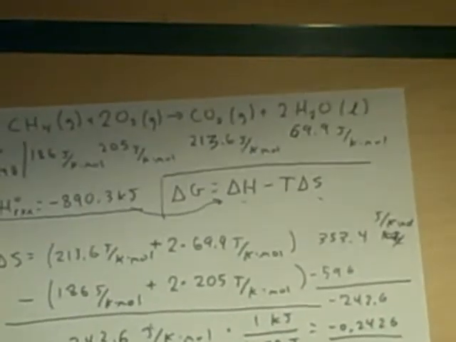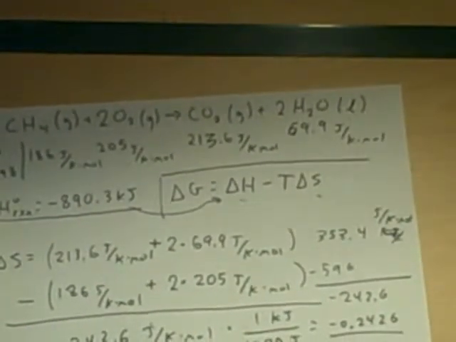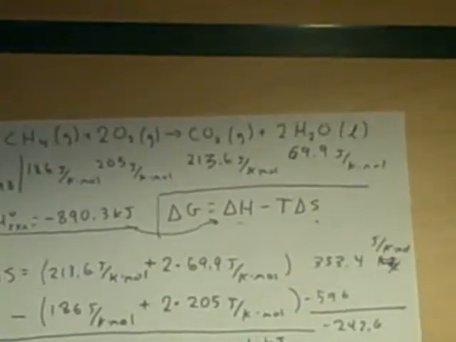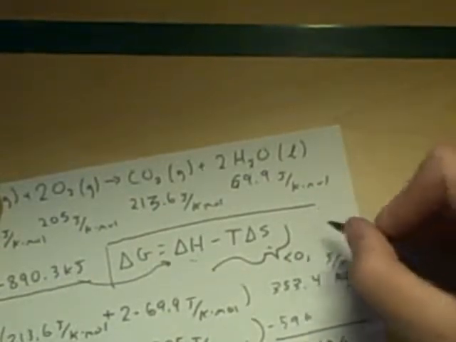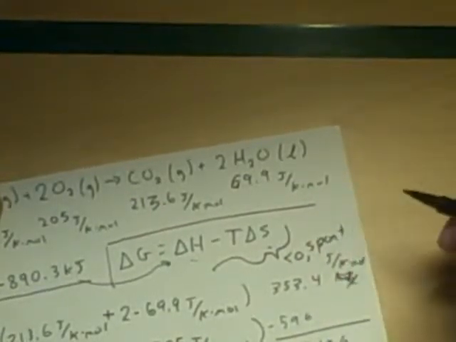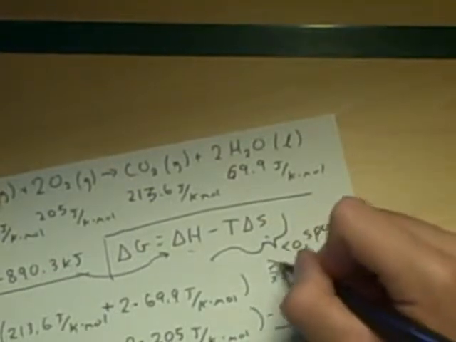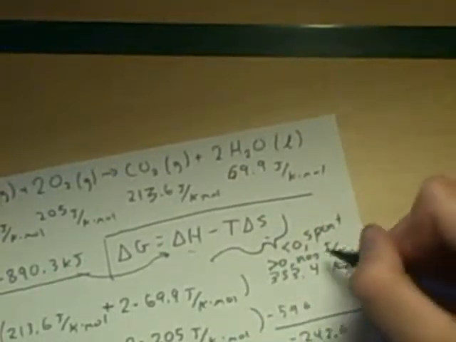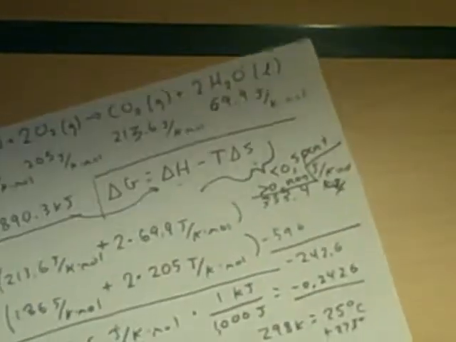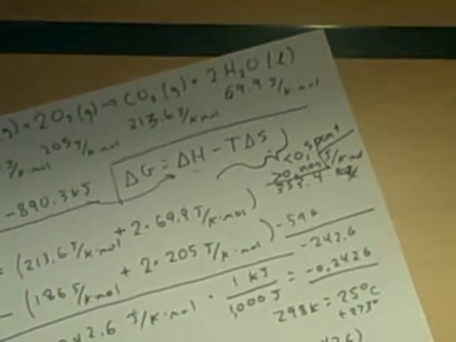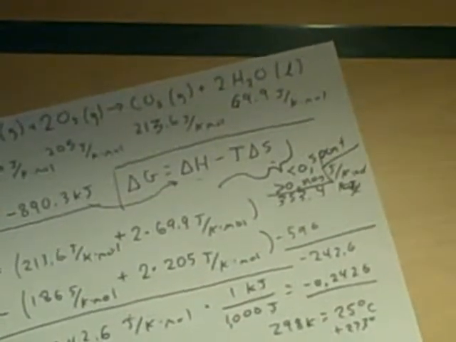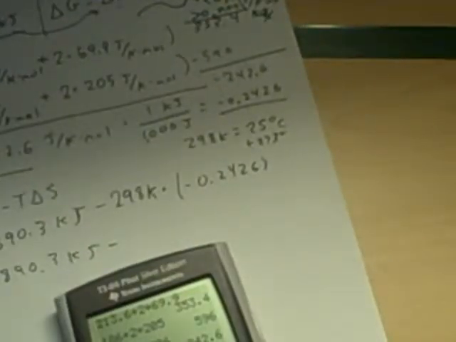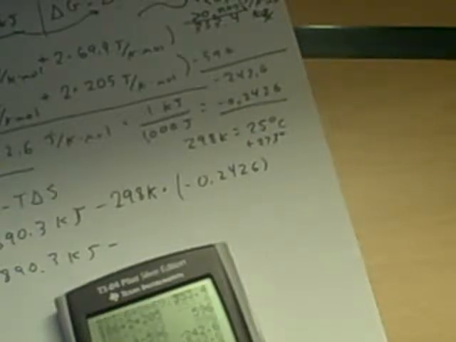Alright, now whatever we get for the answer of this will determine the spontaneity. If this entire reaction is less than 0, we have a spontaneous reaction. If it's greater than 0, it's non-spontaneous. So let's see what we get. Negative 890.3 kilojoules minus, let's see, 298 times negative 0.2426.